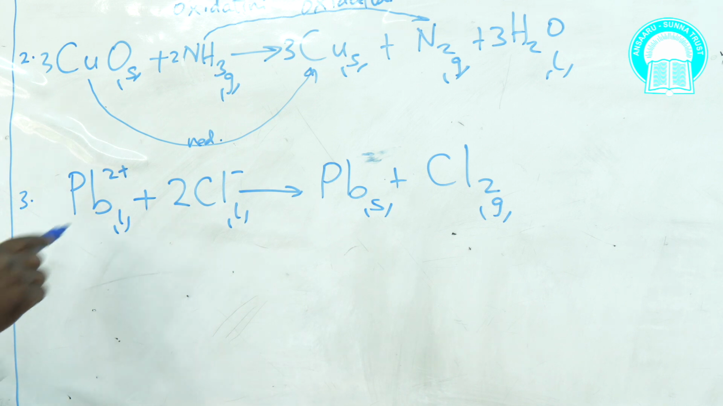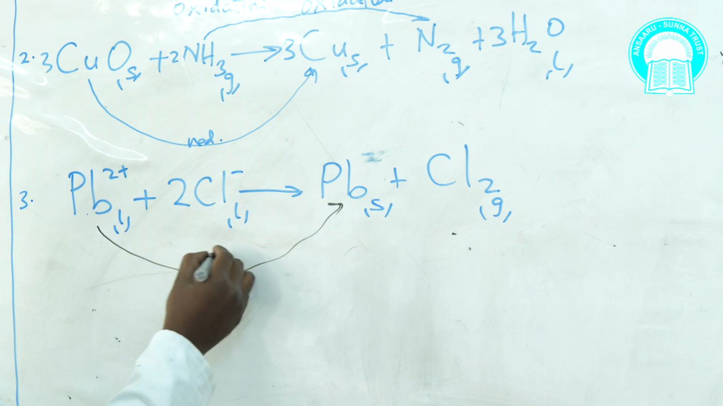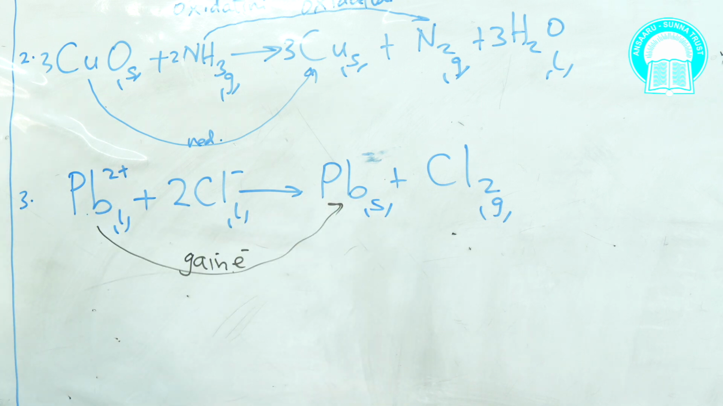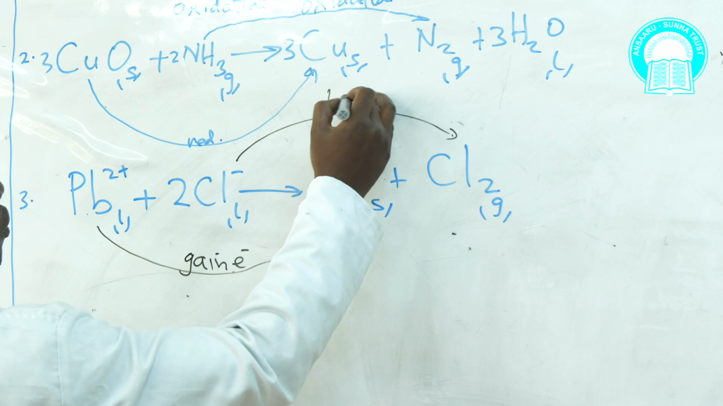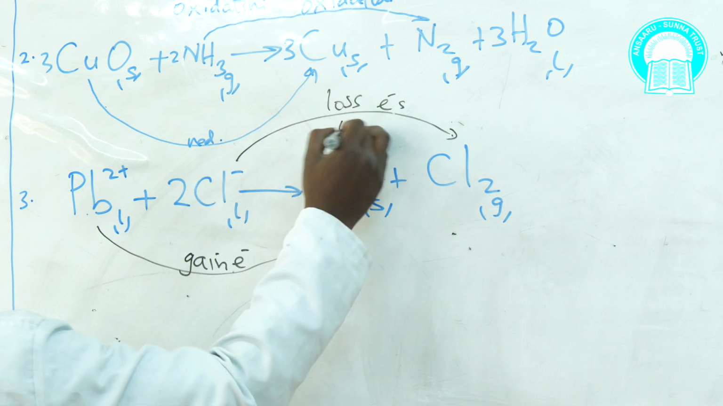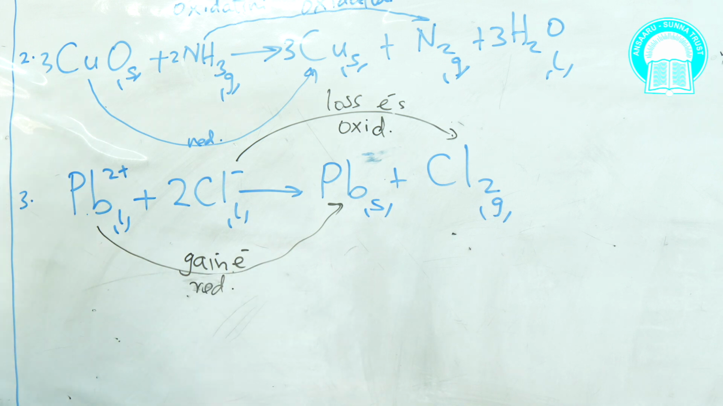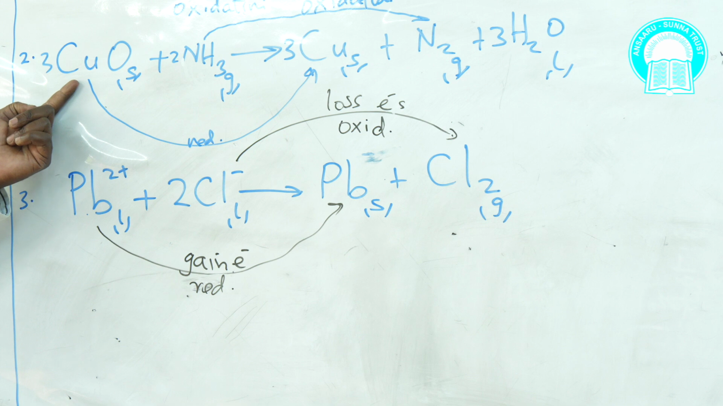From lead ions to lead metal, it means electrons have been gained. When the lead ions gain electrons, they form lead metal. When the chloride ions lose electrons, they form chlorine gas. So here electrons have been lost, that is oxidation, and here electrons have been gained, this one is reduction. So those are the cases whereby we have oxidation and reduction in terms of oxygen, then nitrogen and hydrogen, and then in terms of transfer of electrons.